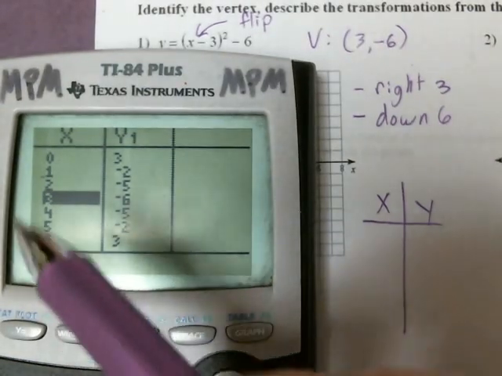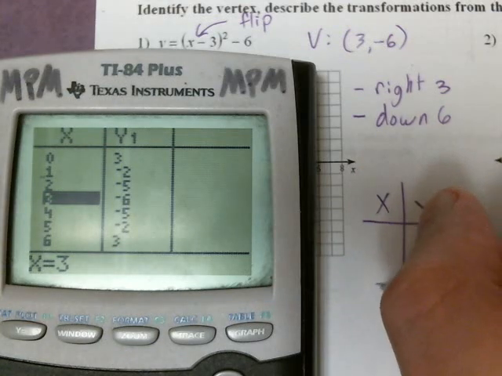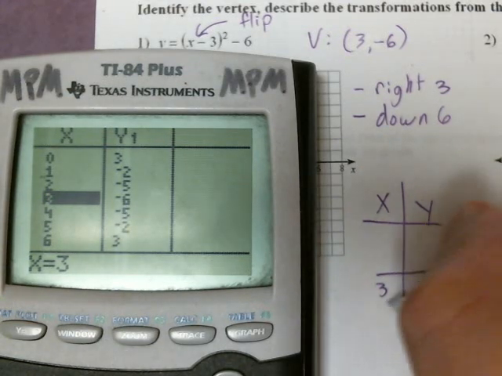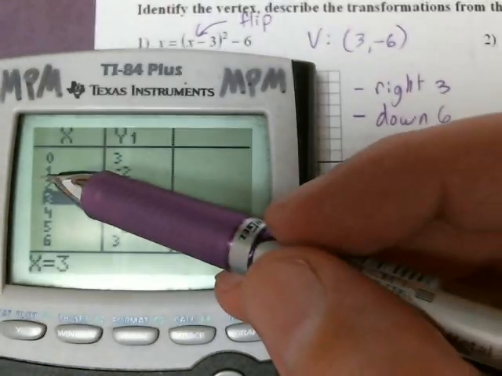Okay, so I always like to start with the vertex. That's kind of like my middle. That's the point of symmetry, right? So I've got 3, -6. I always like to put a box around that guy and put a little V right there. That's my vertex.